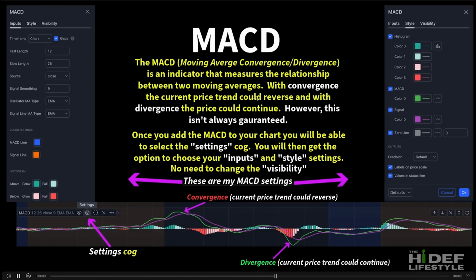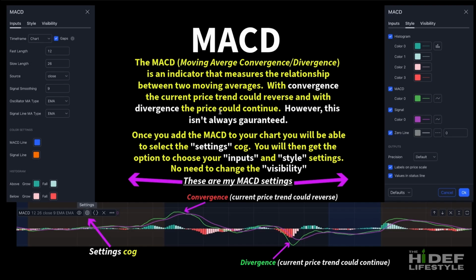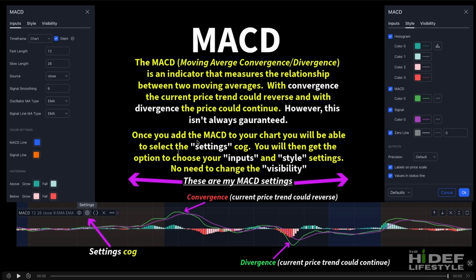Next, we have the MACD. The MACD is an indicator that measures the relationship between two moving averages. With convergence, the current price trend could reverse, and with divergence, the price action could continue. However, none of this is actually guaranteed. All right. Same thing here.